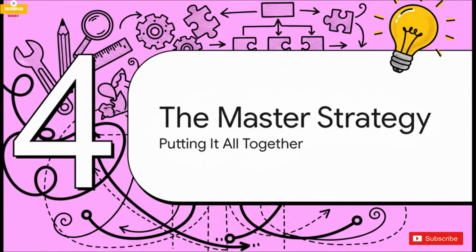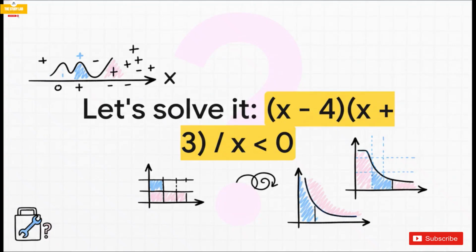Okay, we've gathered our tools, we've got our rules, our landmarks, our navigation skills. It is time for the master strategy. Let's put everything we've just learned to work and solve a problem from start to finish. And here it is. This is our challenge. We need to find all the values of x that make this whole fraction less than 0. So, negative. Now, I know it looks a little intimidating, but with our new toolkit, we can totally handle this.